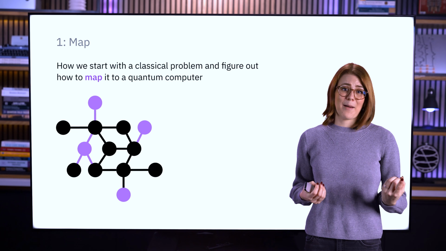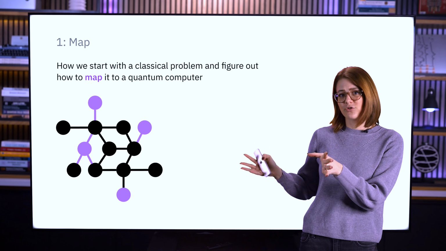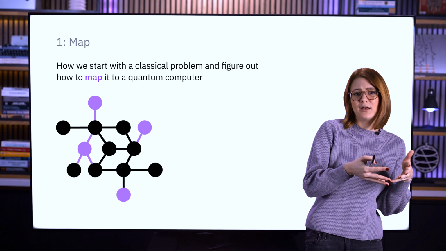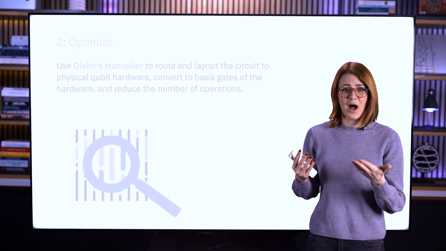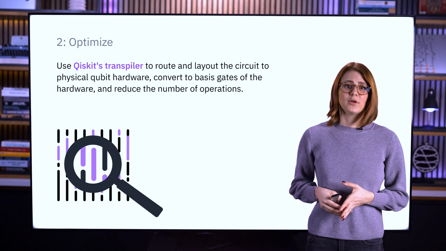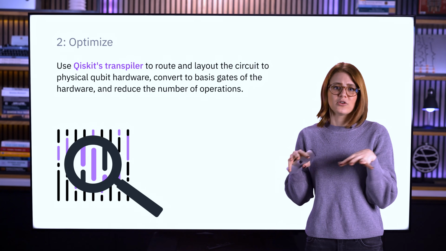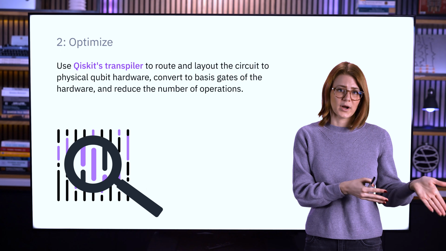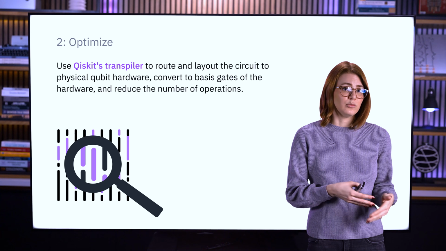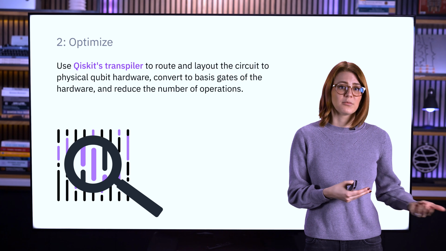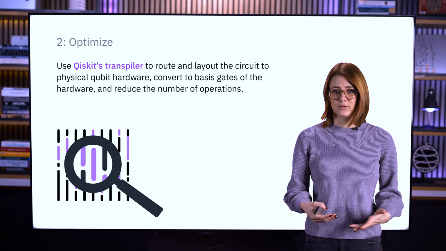The first step is mapping. This step formalizes how we take a general problem that we're interested in and figure out how to map it into a quantum computer in the form of a circuit. Next, we optimize. In this step, we use the Qiskit transpiler to route and lay out the circuit onto an actual physical quantum hardware. This includes translating the individual quantum gates into sequences of operations that are performed on the hardware, as well as optimization in the layout of those gates.